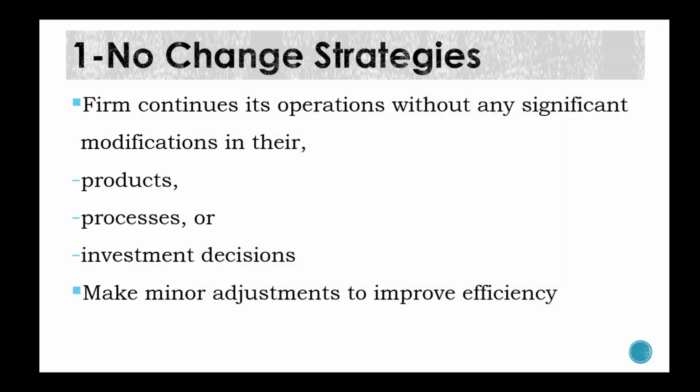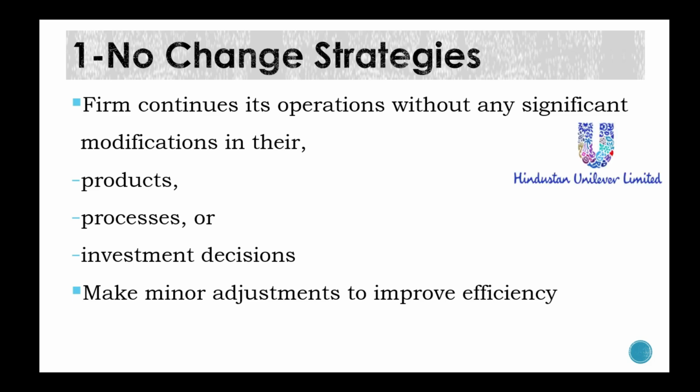The first is the no change strategy. In a no change strategy, the firm continues its operations without any significant modification in their products, processes or investment decisions. It may only make minor adjustments to improve its efficiency, but it does not pursue growth, diversification or reduction in the scale of operations. In the Indian market, several companies have used no change stability strategies to maintain their current position without seeking significant growth or expansion. Here we will discuss a few examples.